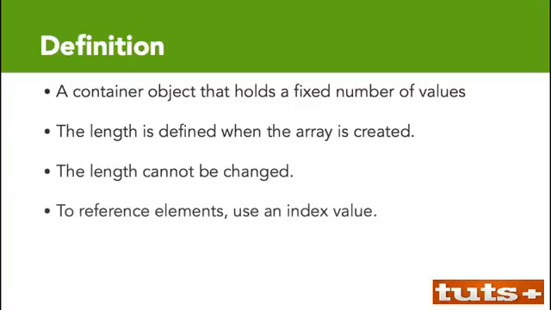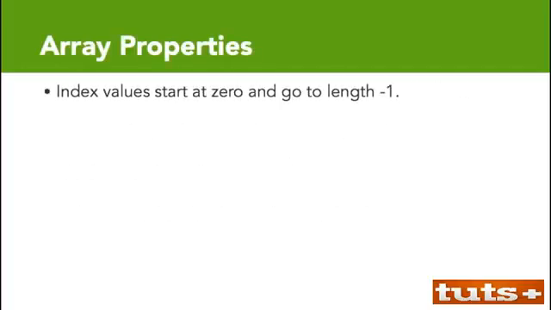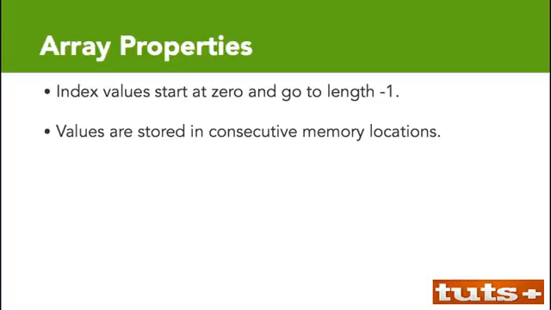To reference elements in an array, we use an index value. That index value represents the location of the element in the array. The index values always start at 0 and go to length minus 1. So if you have 10 elements, the first element is always going to be in position 0, and the last one will be in position 9, because you have 9 places plus the position 0 makes 10. The values in the array are stored in consecutive memory locations.